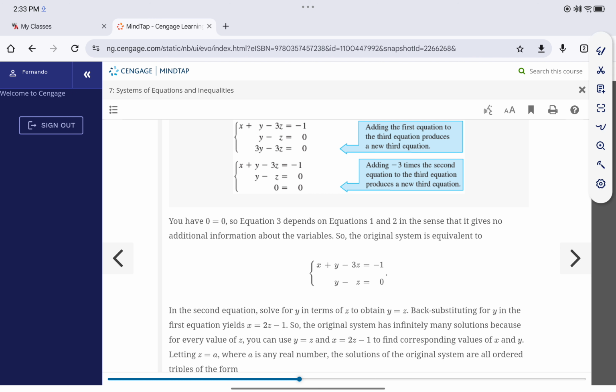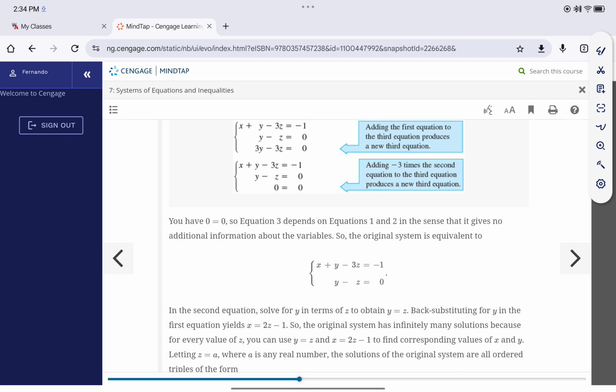But here, the weird stuff is happening right there. It says 0 equals 0. Well, that's a true statement, by the way. So if you do Gauss-Jordan or Gauss elimination and you get this weird looking equation at the end, but it happens to be a true statement, this is telling you that you're going to have infinite solutions.